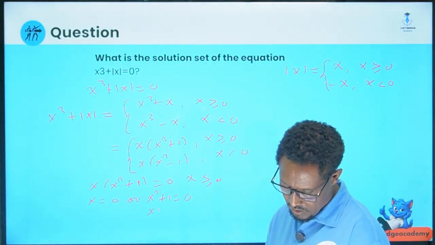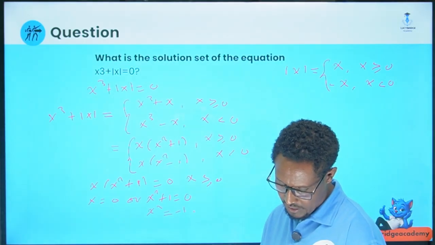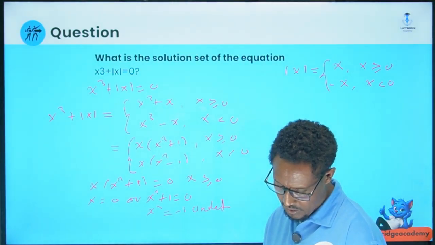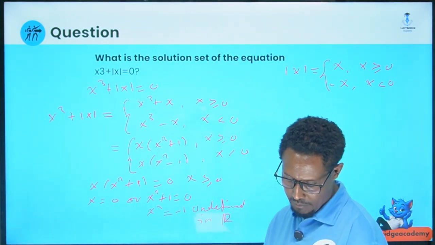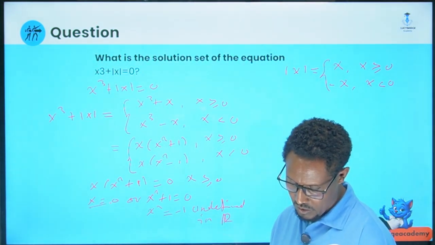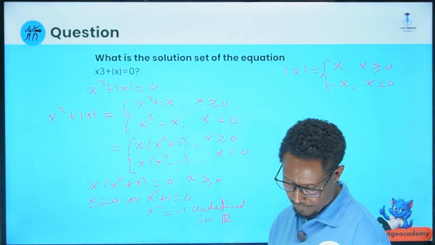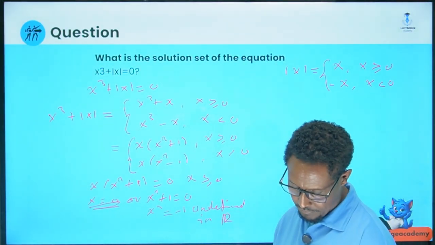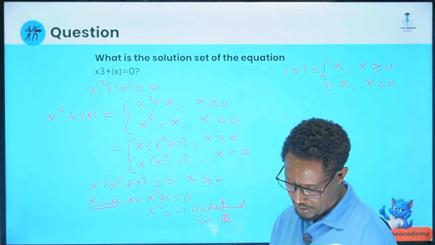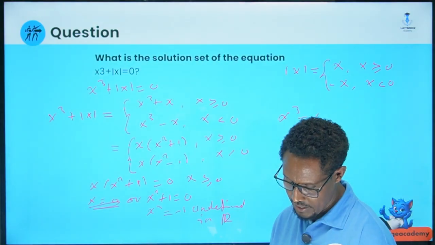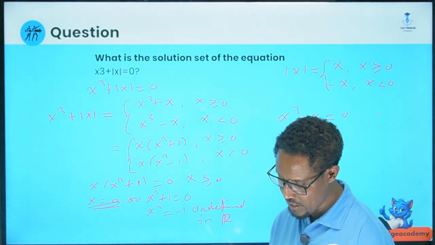x square is equal to minus 1, which is undefined in the set of real numbers. Here we have x is equal to 0. For the second case, x cubed minus x is equal to 0 for x less than 0.